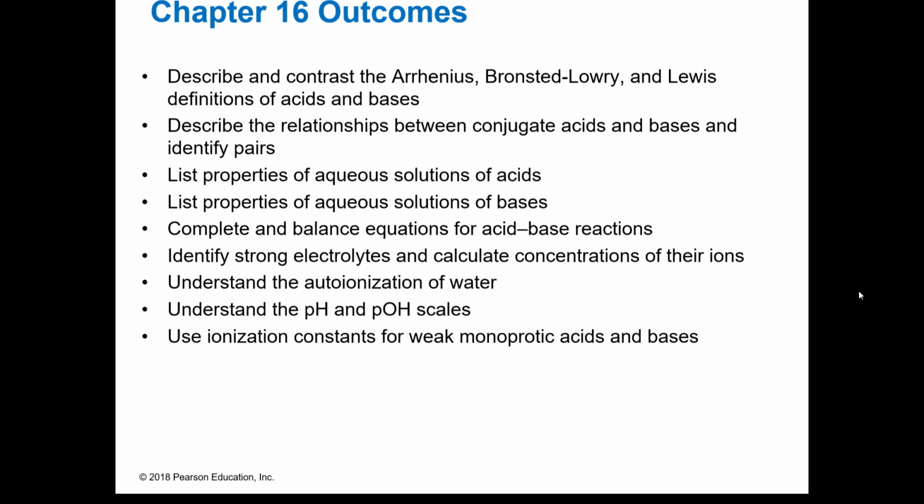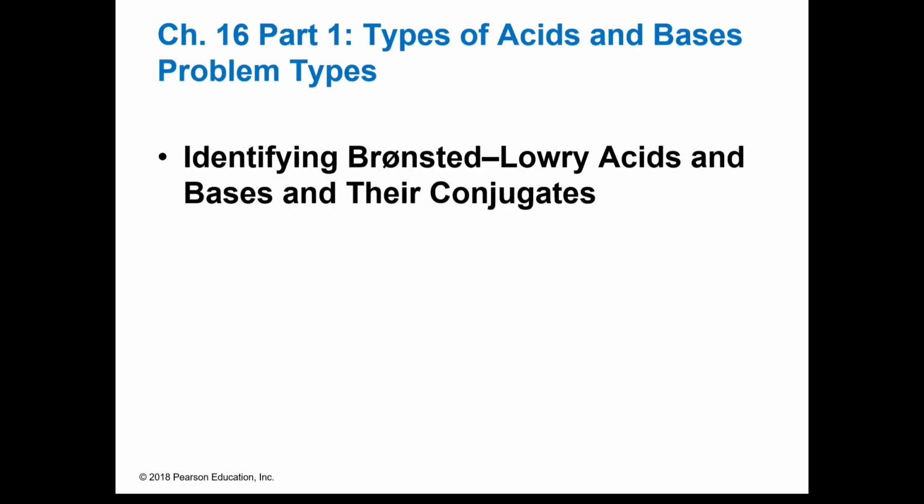We're going to learn to balance acid-base reactions, look at strong electrolytes, and look at their ion concentrations, as well as the auto-ionization of water, understand the pH and pOH scales, and then use ionization constants to look at weak monoprotic acids and bases. So in this first part, we're going to look at Bronsted-Lowry acids and bases and their conjugates.